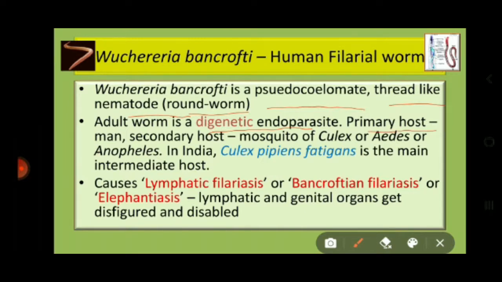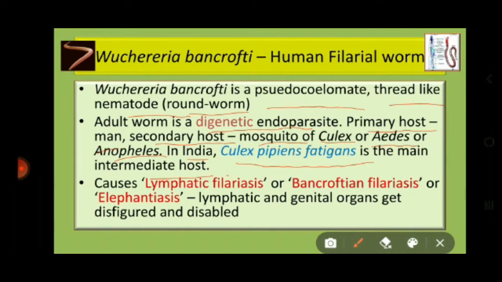The primary host is man, and the secondary host is mosquito, which is mainly the Culex or Aedes mosquito in some places and Anopheles mosquito in some places, as we have discussed in the previous slide. And in India, Culex pipiens fatigans is the main intermediate host.